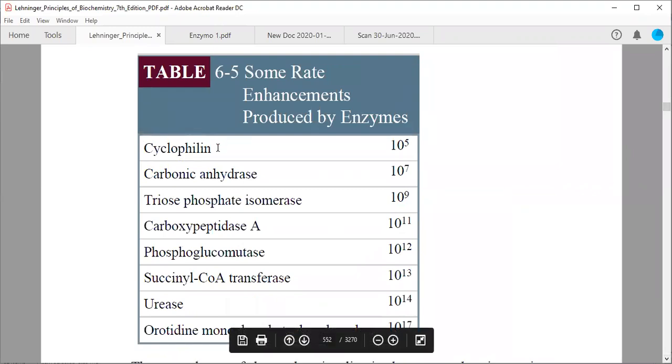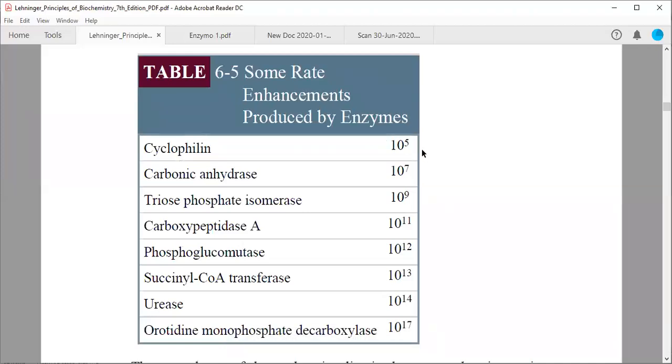For example, cyclophilin can produce an enhancement of 10 to the power 5, so it will increase the reaction rate by this fold. Carbonic anhydrase is also a very efficient enzyme, and from the previous discussion, you should know it uses a metal cofactor, zinc ions, for catalysis, and it enhances the rate of reaction 10 to the power 7 fold, so that carbon dioxide can be released out of the body.